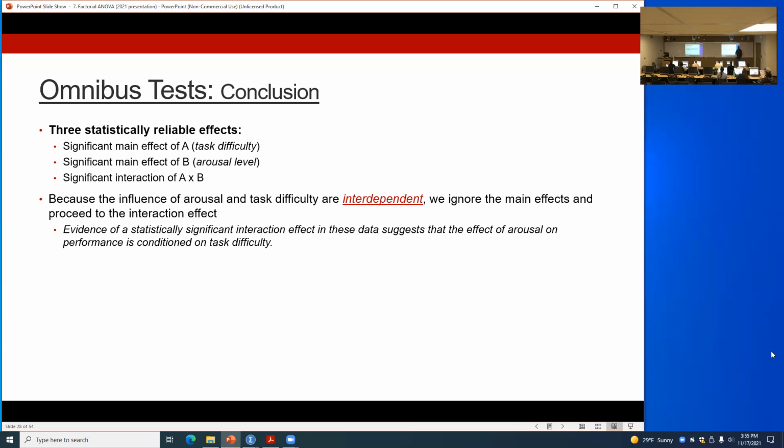And again, like I said before with that bullet, anytime we see an interaction, we're just saying that the effect of arousal on performance is conditioned on task difficulty. Conditioned just means dependent, right? And you could say the effect of arousal on performance depends on task difficulty. We could flip it around. We could say the impact of task difficulty on performance depends on arousal. So we can go back and forth with this.